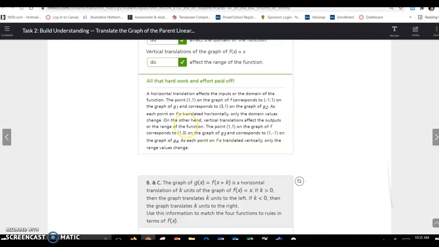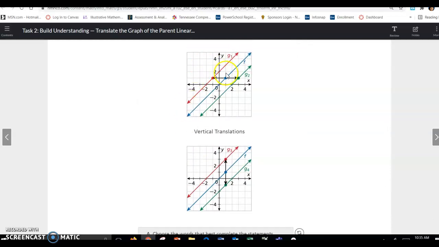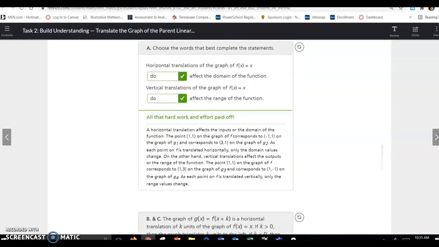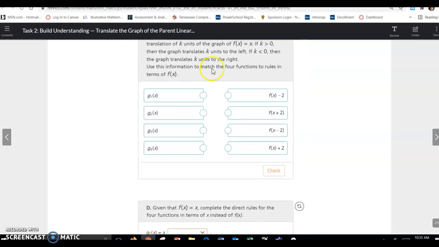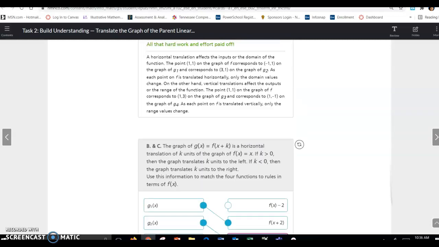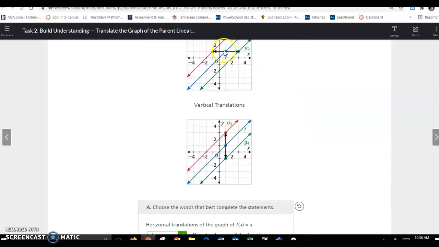All right, so let's go back up to our picture here. And so from f to g1, we went left 2 units. So if we go left 2, that's in the parentheses and it's opposite the sign. Okay, G2 goes the other way, so that's going to be our -2. So we can go up here and see that this moved to the other direction. So that's why it's -2. It's going to be a plus moves you left and a minus moves you to the right.